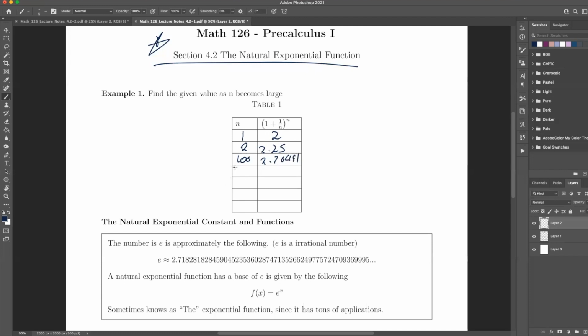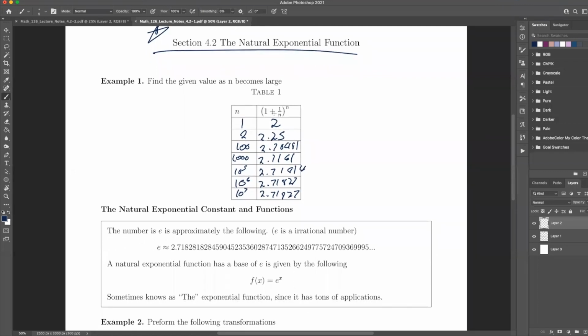2.70481. Let's do it 1,000 times, and 1,000 times was 2.7169. Let's just do it 10 to the fifth. They're just compounding it more and more. And let's do 10 to the sixth, and 10 to the seventh, and we'll call it good there. They realized that this number was converging to something else, 2.718. And this is literally how this number is defined.